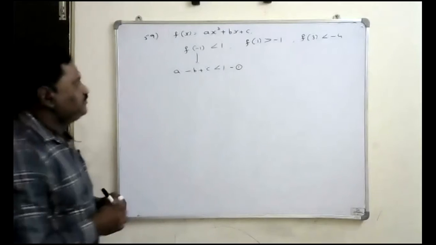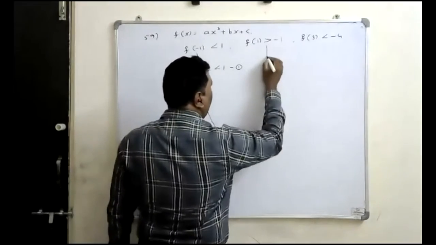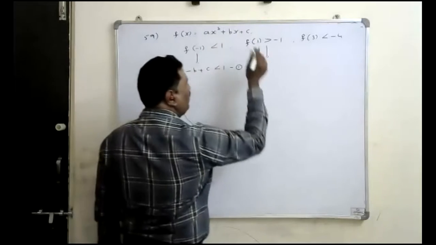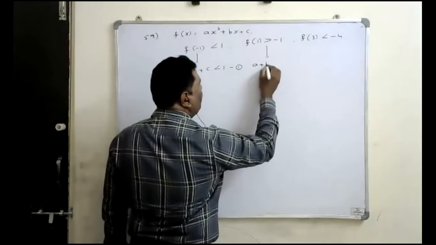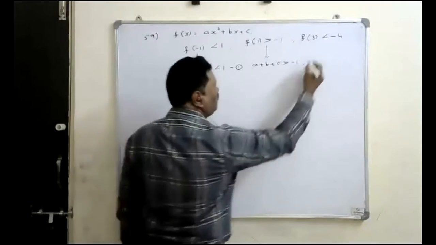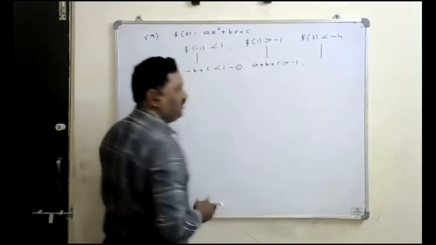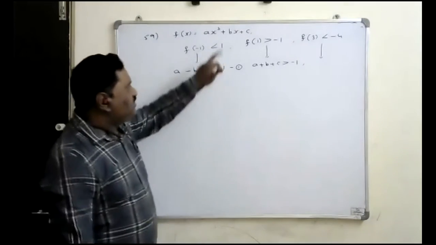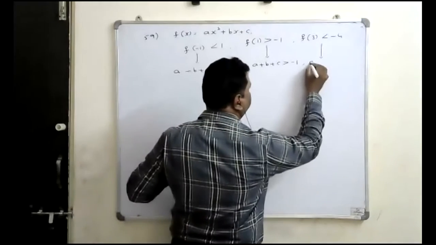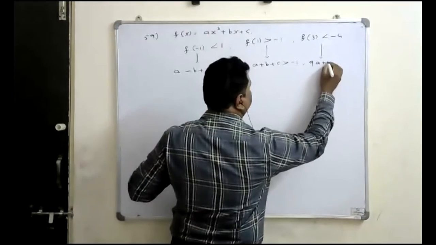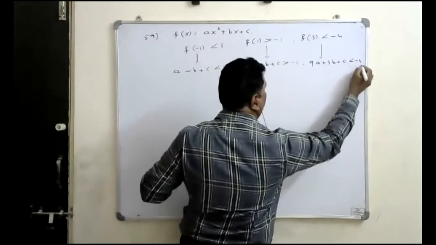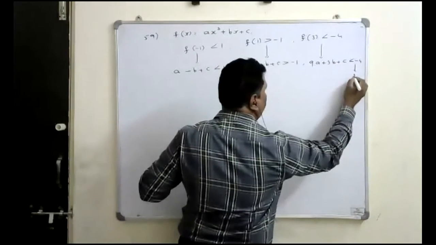Next, the second relation, f of 1 greater than minus 1, is given. So f of 1 means put x equal to 1 there, which is a plus b plus c greater than minus 1. And thirdly, f of 3. F of 3 means put x equal to 3 here. 3 square means 9a plus 3b plus c is less than minus 4. Call that equation number 3.